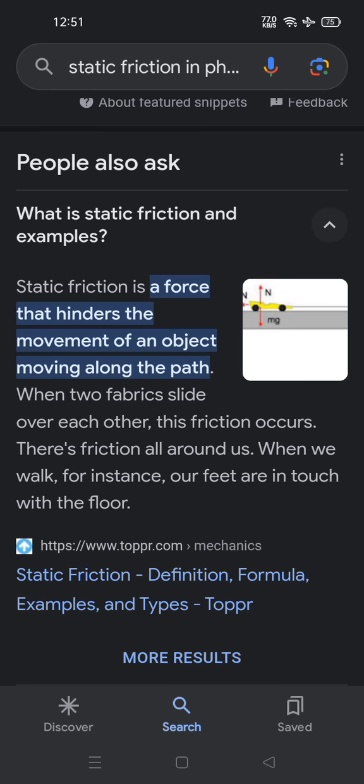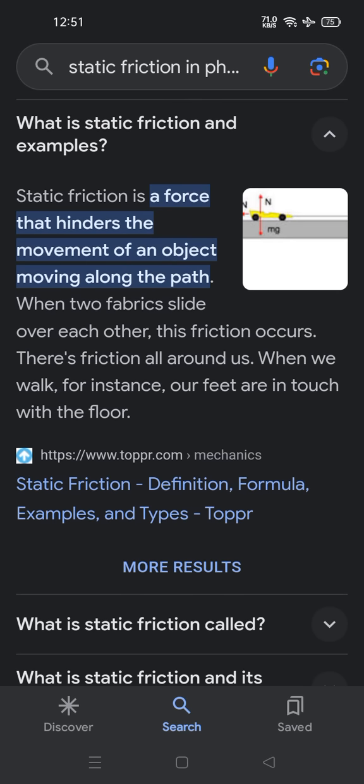Next is, what is static friction and examples? Static friction is a force that hinders the movement of an object moving along the path. When two fabrics slide over each other, this friction occurs. There is friction all around us. When we walk, for instance, our feet are in touch with the floor.